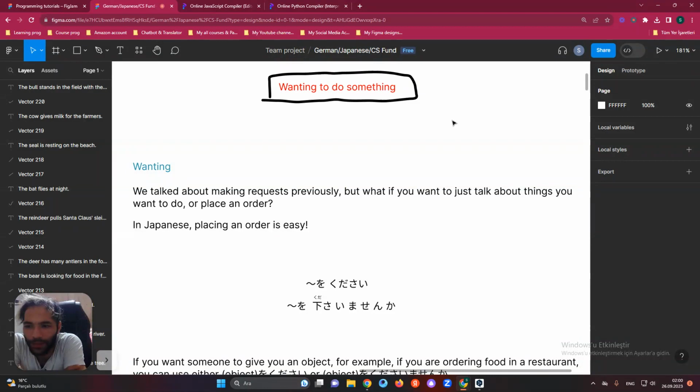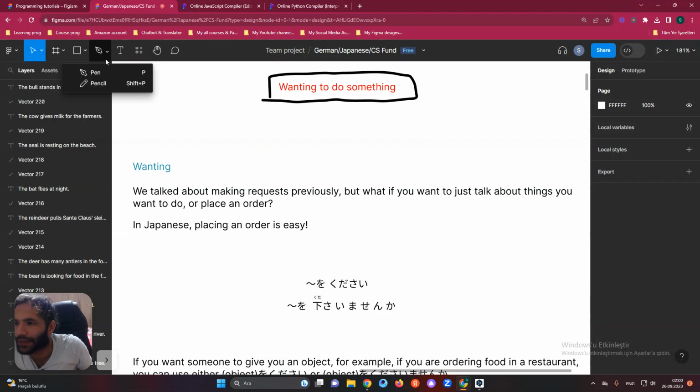Anyway, we talked about making a request previously, but what if you want to just talk about things you want to do or place an order? In Japanese, placing an order is easy. So we're saying o kudasai. As you know, o kudasai is a little bit informal. I mean normal, but a little more informal than the other one. Instead, kudasaimasenka. If you say kudasaimasenka, it's much better. I mean, they will understand you're a polite guy, okay? You're a good guy.